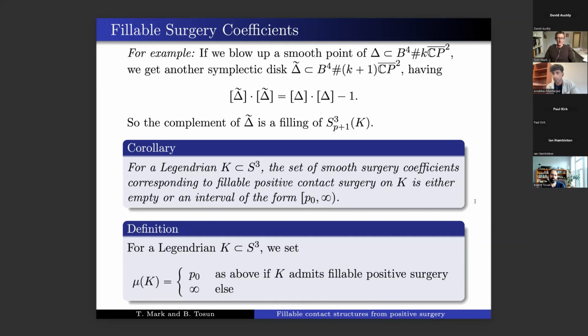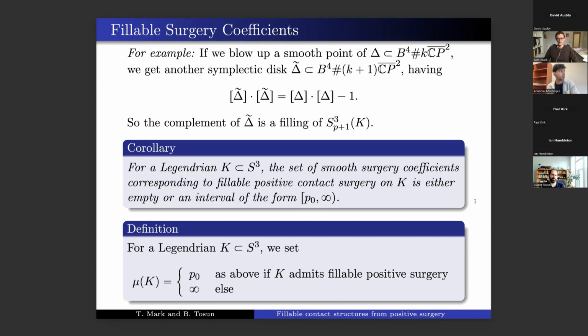Can I ask you another question? I'm a little confused. Your statement is an if and only if condition. So does it imply that every non-loose knot has no fillable contact structure if you do a surgery on it? That's right. A positive contact surgery on that can't be fillable because you have to start with a fillable structure.